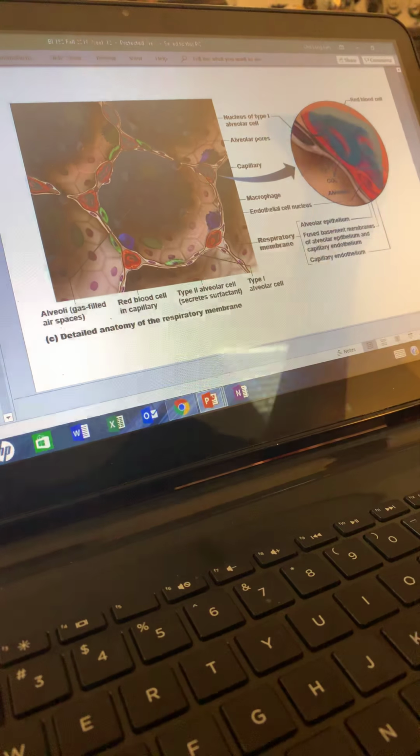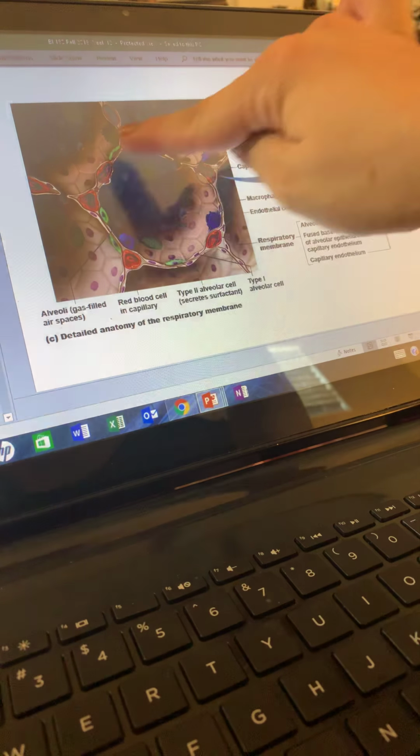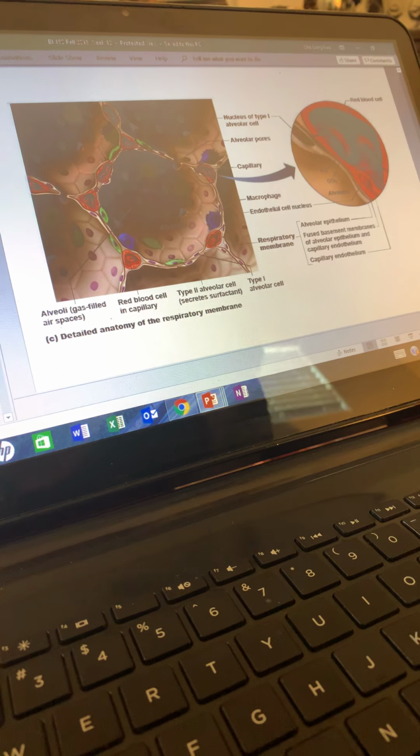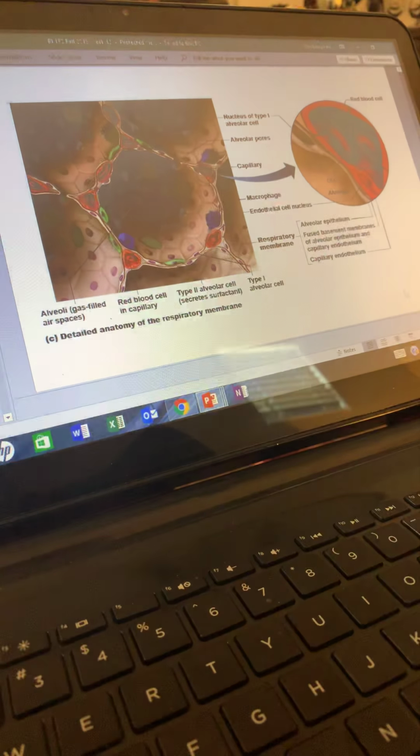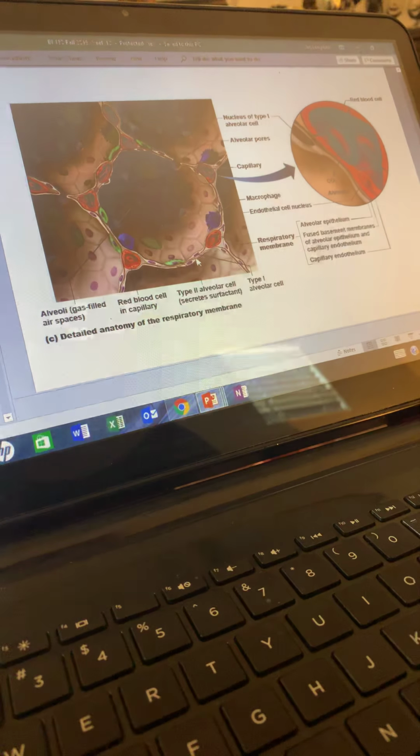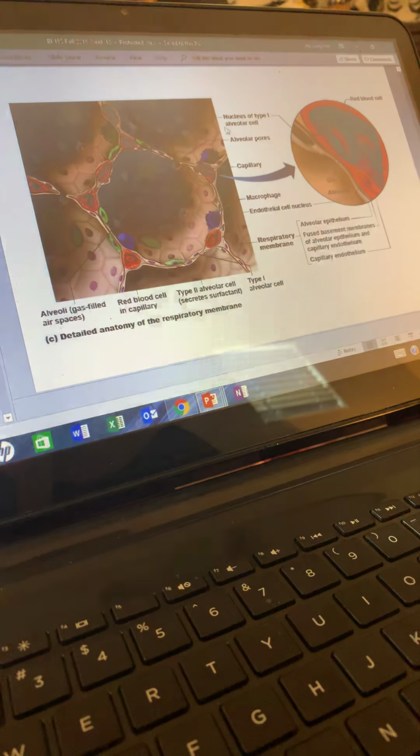So this is a cutaway of the inside of an alveolus. You have the red cell in the capillary there, and then you have the alveolar cells in green. These are the ones that secrete the surfactant. The type 1 alveolar cells are the squamous ones, and then there are the alveolar pores that connect one alveolus to another.